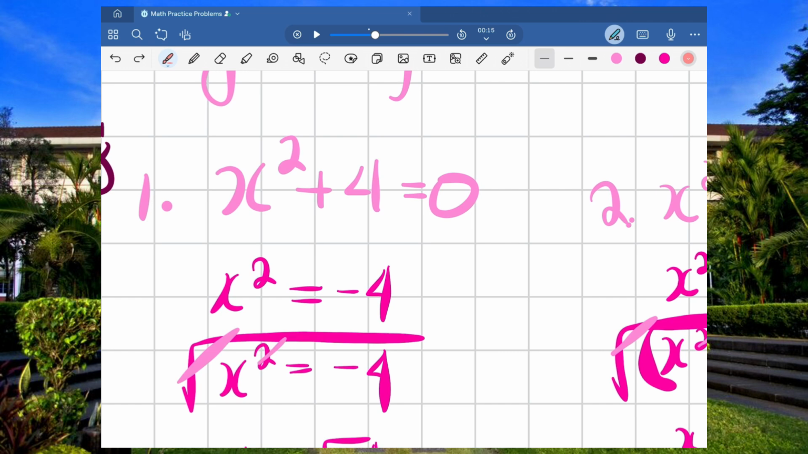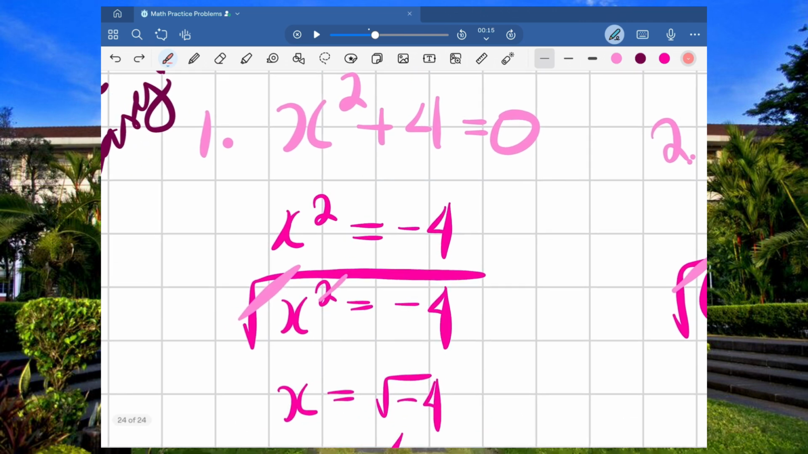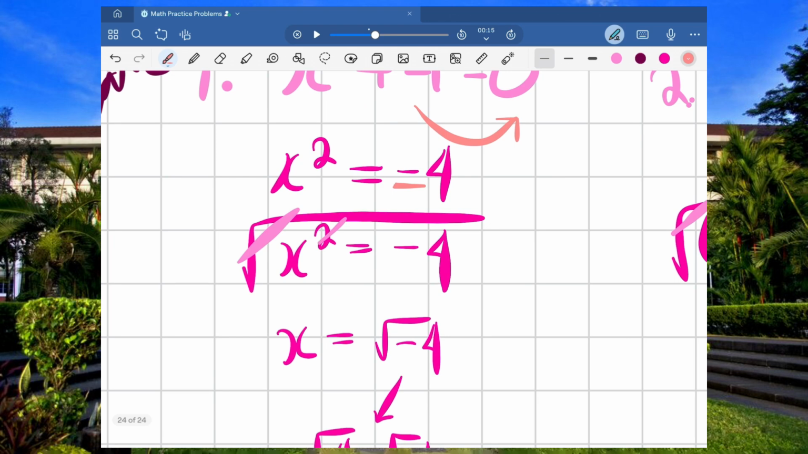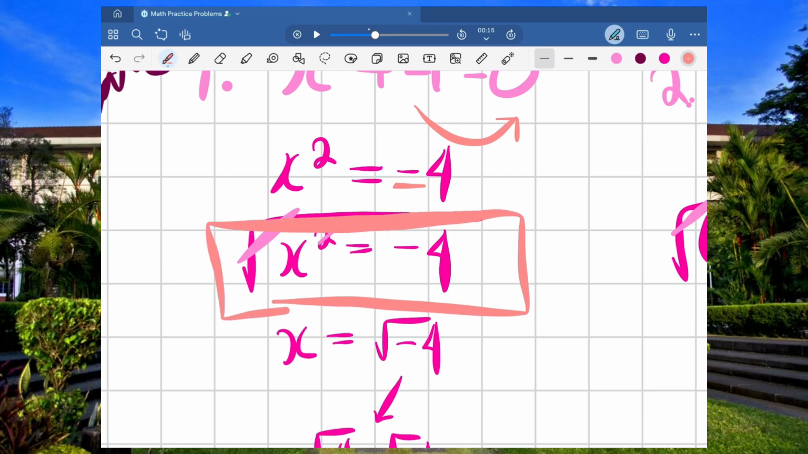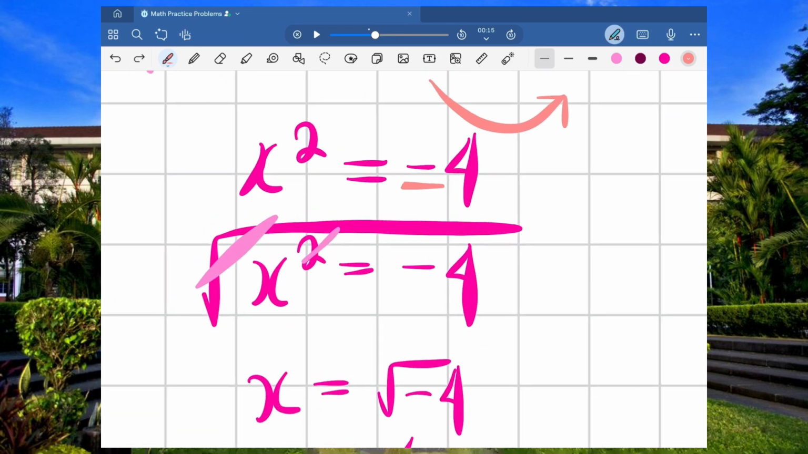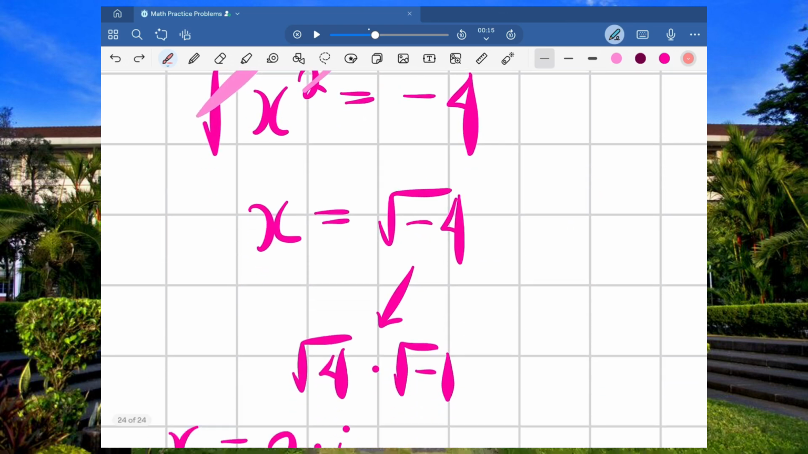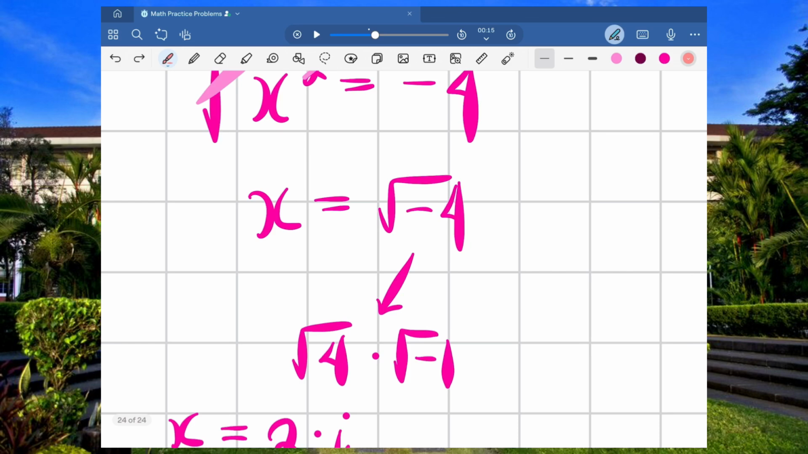Okay. So we have x squared plus 4 is equal to 0. So we transpose 4 to the other side, therefore it will become negative. And to get the value of x, we are going to take the square root of both sides. So x is equal to the square root of negative 4.